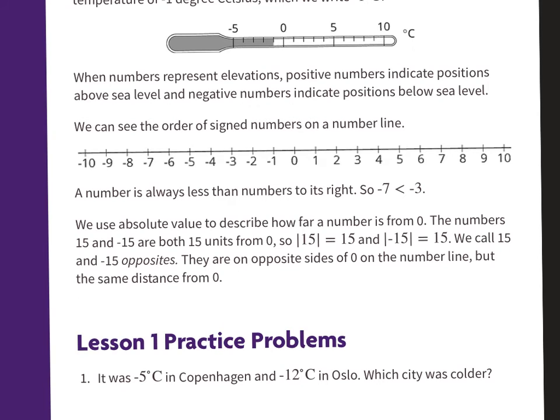Okay? We have negative 10 on the far left and positive 10 on the far right with a 0 in the middle. A number is always less than numbers to its right. So if I have two numbers and I'm thinking of a number line, the number on the right side is always going to be the bigger number.